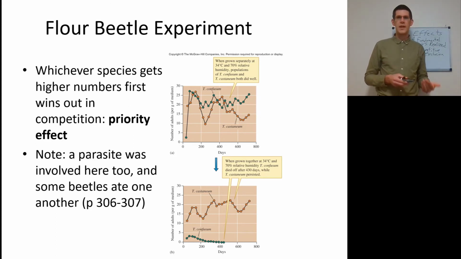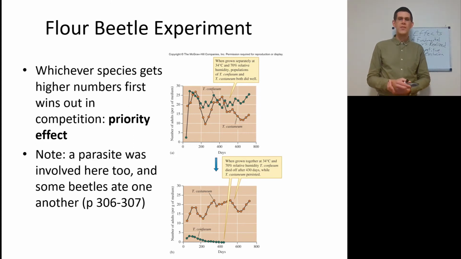So your T. castaneum and T. confusum. They're both types of Tribolium. Tribolium castaneum and Tribolium confusum. When grown separately, you see they both reach pretty good numbers. When they're grown together, the Tribolium castaneum grows faster and thus excludes the other.